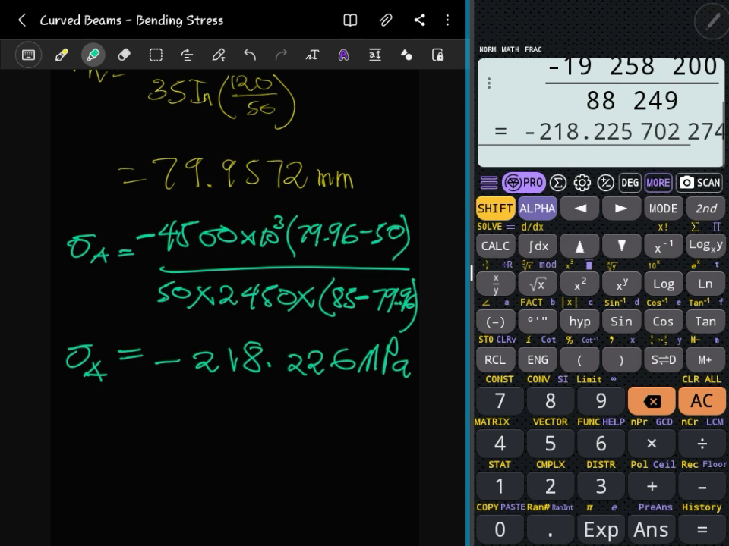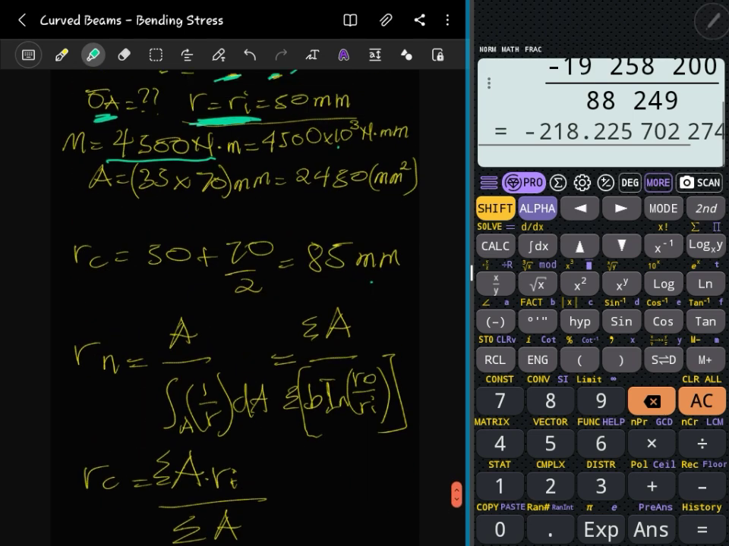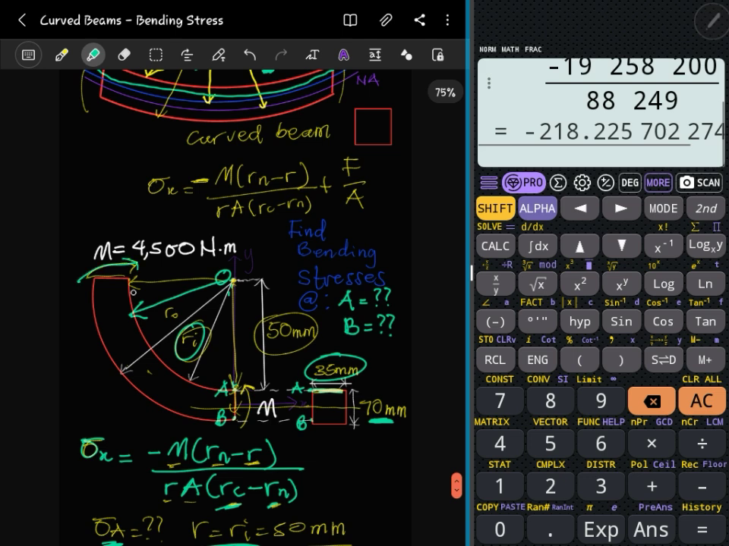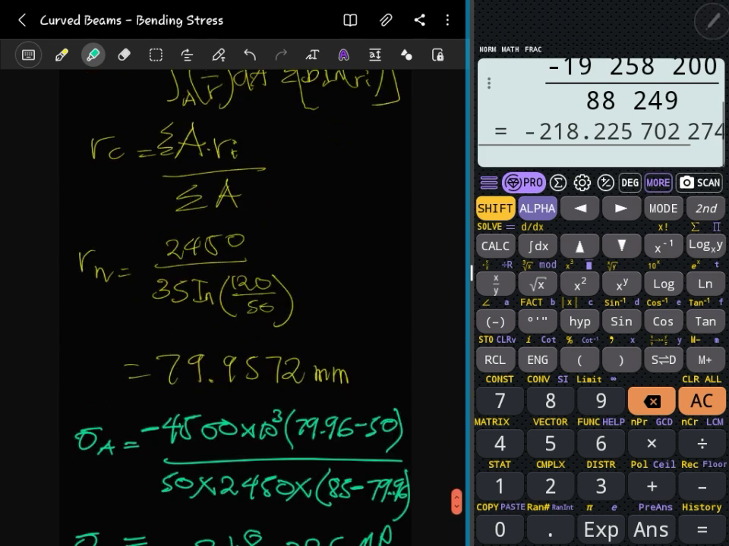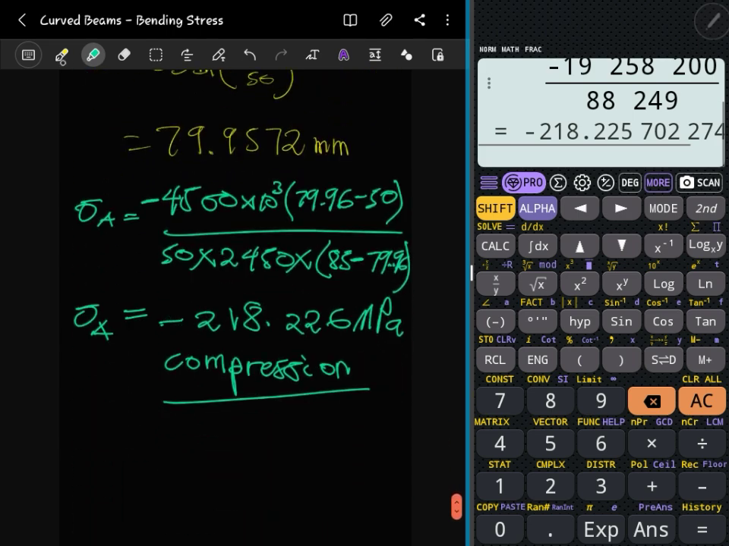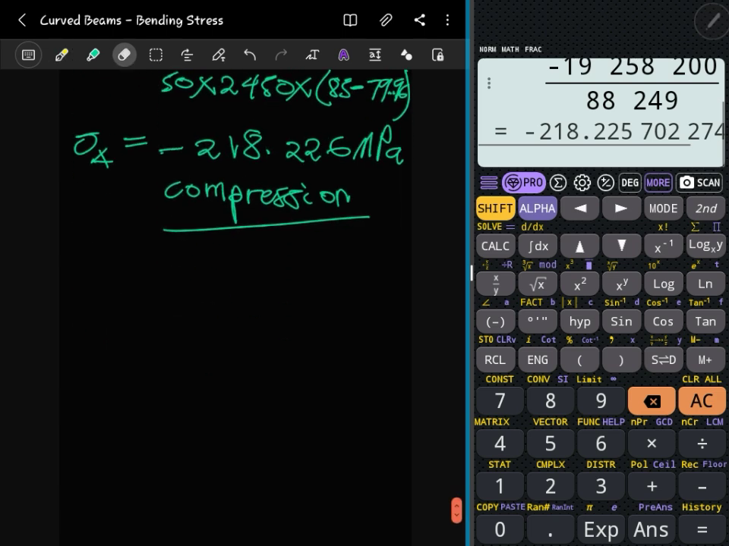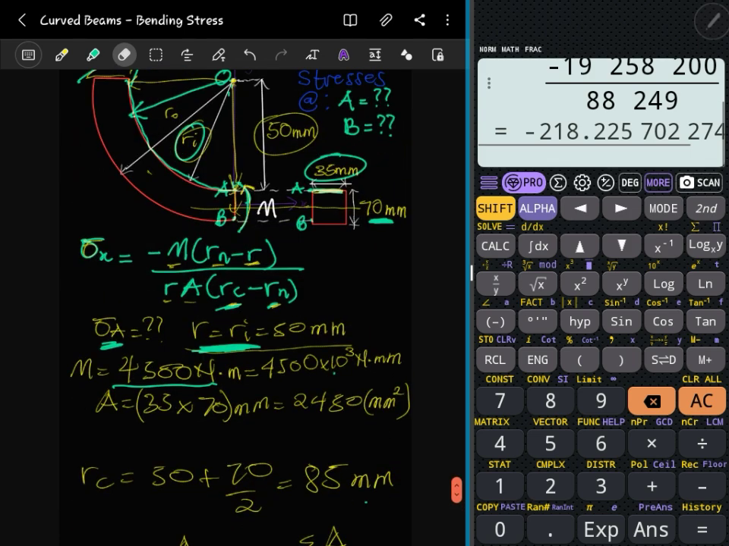Because this is negative here, we assume that the beam is in compression. So at position A, the part of the beam there will be in compression, and we can even look at the physics of it and confirm that. If you're having a bending moment here, by bending it, this part of the beam will be compressing, right? So it's very clear what's happening there. That's why we have a negative sign, compression.